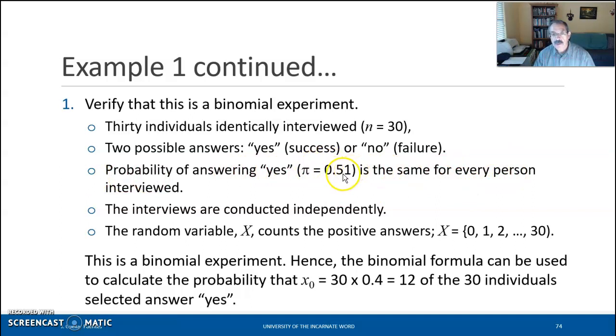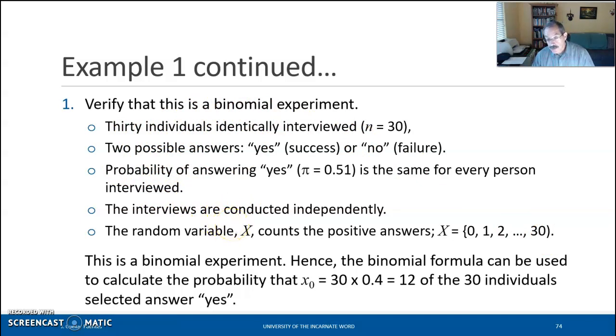The probability of answering yes, I met my resolution, is the same for every person interviewed, and that probability is 0.51. And the interviews are conducted independently. Again, that's an assumption. They don't say that, but we can imagine that these were conducted independently. We can make that assumption. And then the random variable counts the number of positive answers, and these go from 0 all the way to 30. So we can say that this problem description corresponds to a binomial experiment.